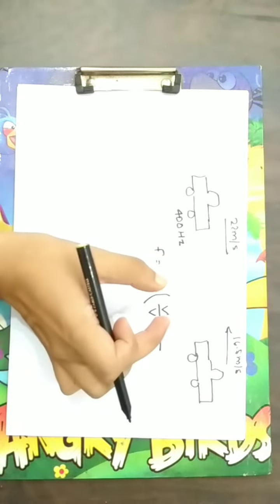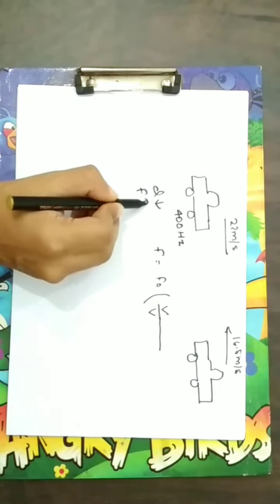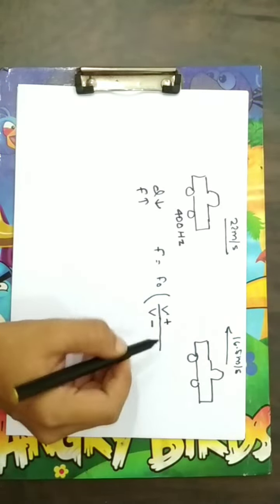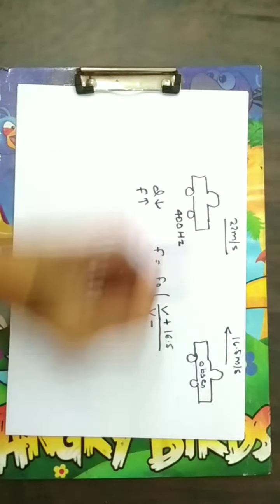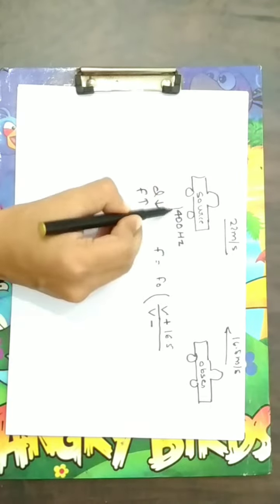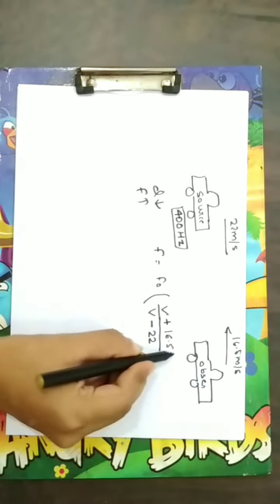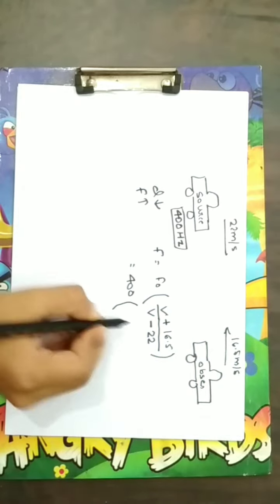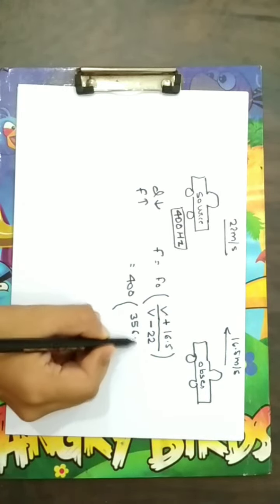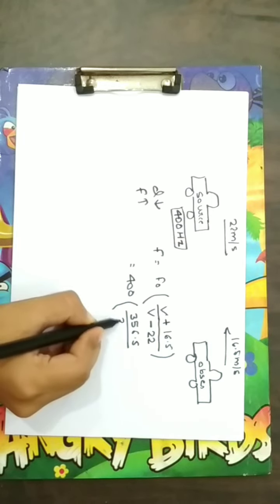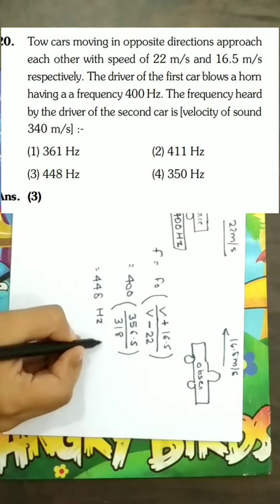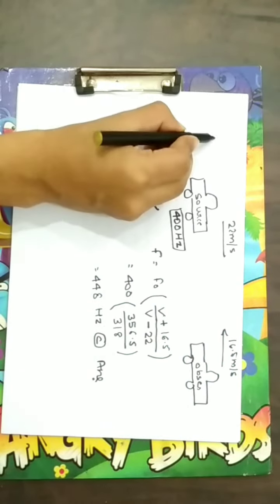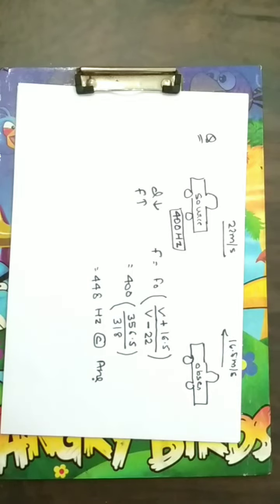The distance between them is decreasing, so the frequency should increase. It will increase when the upper one has plus and the lower one has a minus sign. Velocity of the observer is 16.5. This one is the source because it produces a frequency of 400 Hz, and it has velocity 22. Now put the values: 400 times 340 plus 16.5, that is 356.5, upon 340 minus 22, which is 318. So you solve it and you get 448 Hz. That is option C. I hope you have understood the concept. Now you will be able to solve all the questions of Doppler's effect.